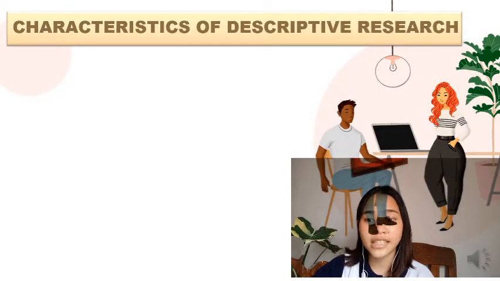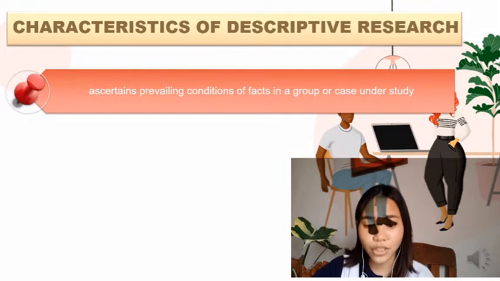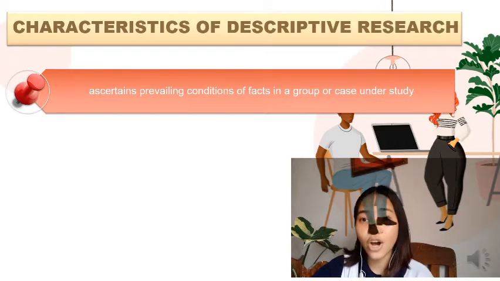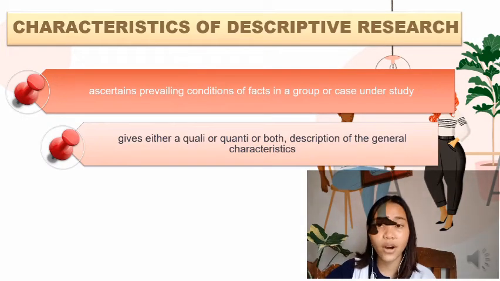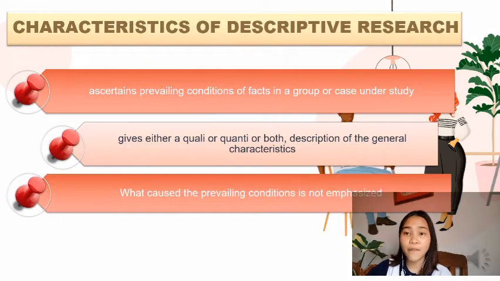The first characteristic is that descriptive research ascertains prevailing conditions, or it determines the present conditions of facts of a group or case under study. Second, it gives either a quantity, quality, or mixed description of the general characteristics of the group or case under study. Third, the causes of present conditions are not further emphasized because descriptive research doesn't answer why questions.